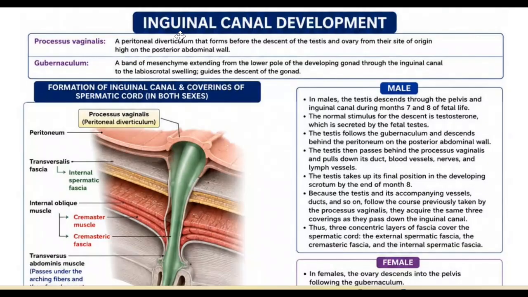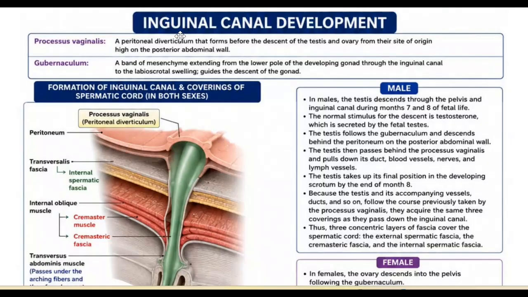Now where does it actually begin? It forms before the descent of testes and ovaries from their site of origin, high on the posterior abdominal wall. Now let's understand this. Imagine the posterior abdominal wall, and then we have the testes. Below the testes, the processus vaginalis begins growing downward. So it grows towards the future scrotum from the testes.